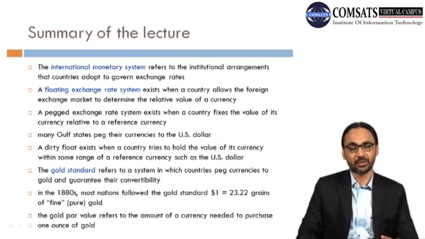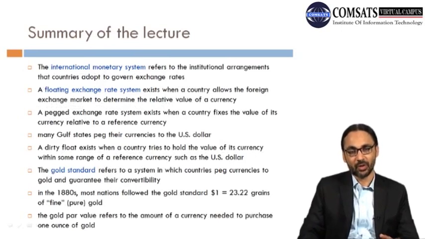Okay, before we start today's lecture, first we'll quickly go through the major points of the last lecture. In the last lecture we had discussed the international monetary system, which refers to the institutional arrangement that countries adopt to govern exchange rates, and we had discussed the floating exchange rate and the fixed exchange rate. The floating exchange rate exists when a country allows the foreign exchange market to determine the relative value of a currency. On the other hand, the pegged exchange rate exists when a country fixes the value of its currency relative to the reference currency.